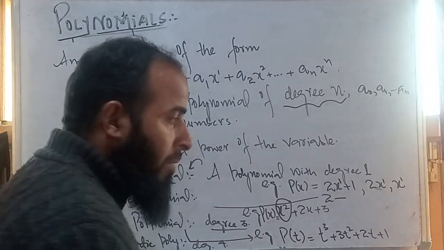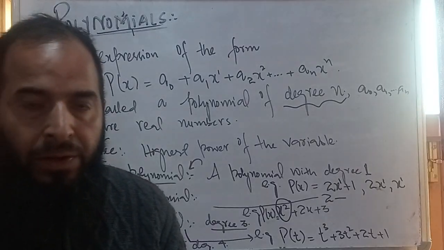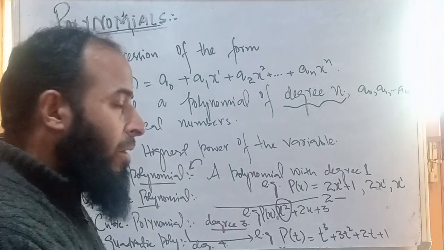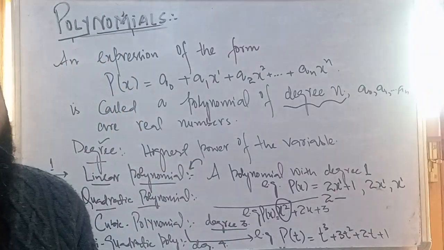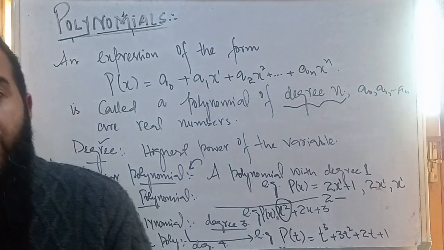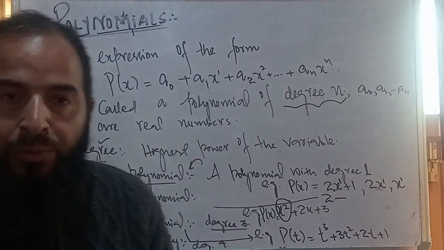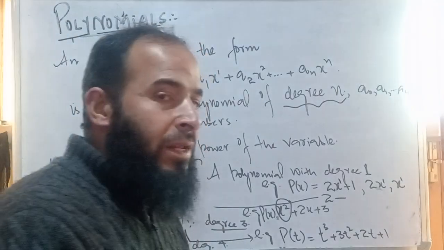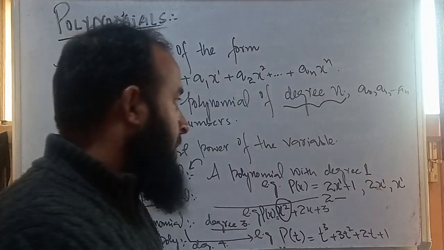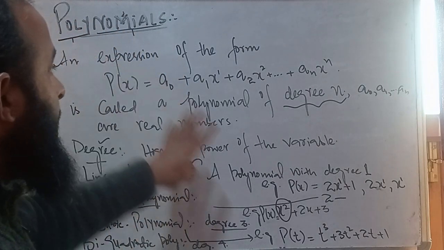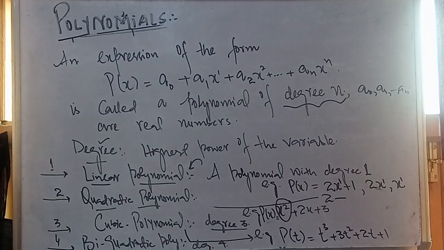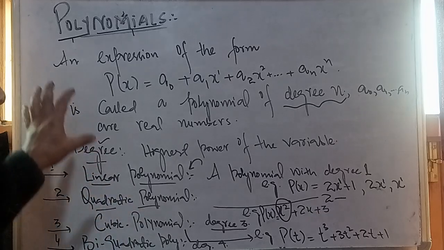So I will repeat it. A polynomial with degree 1 is called a linear polynomial. A polynomial with degree 2 is called a quadratic polynomial. A polynomial with degree 3 is known as a cubic polynomial. A polynomial with degree 4 is called a biquadratic polynomial. This was all about the polynomials. I will repeat once again.